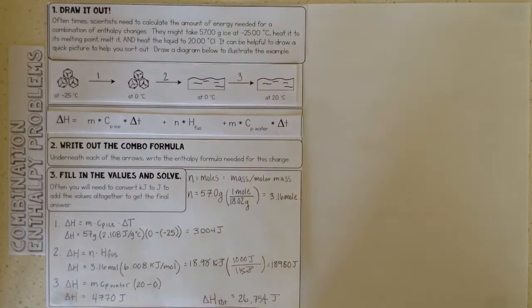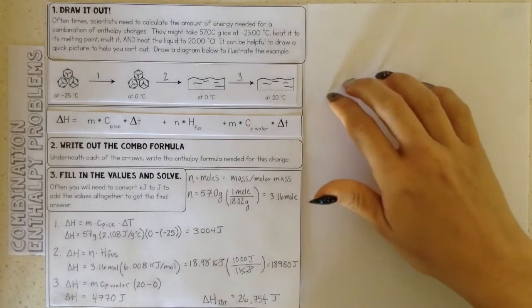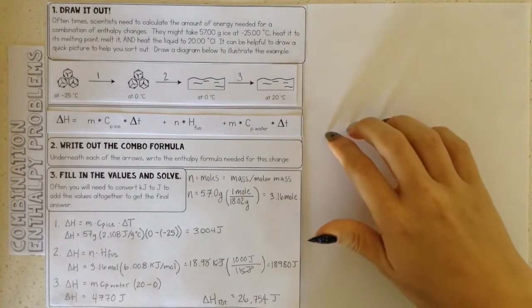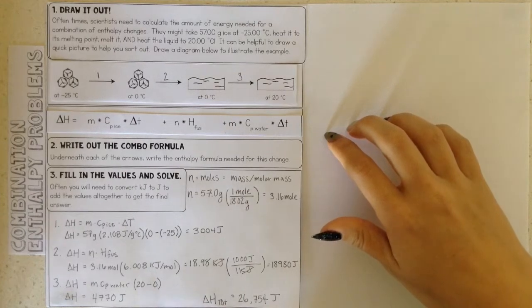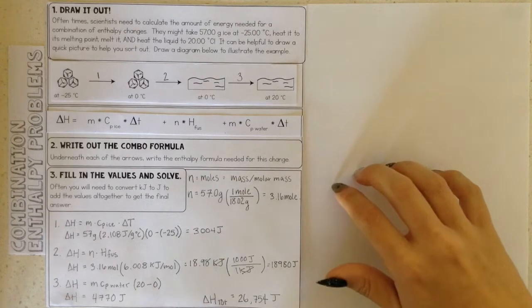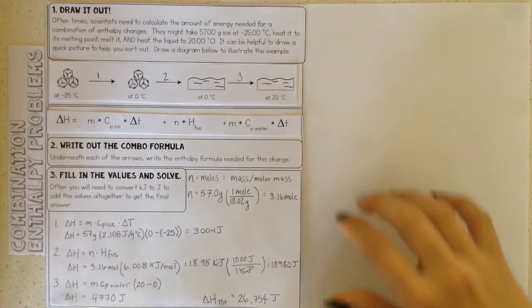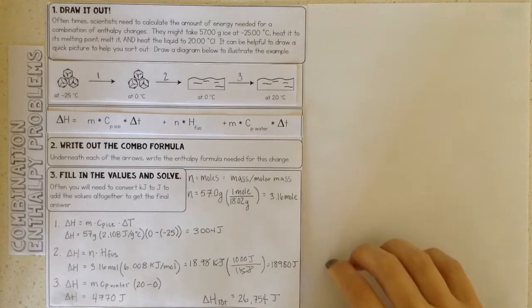Essentially, the steps to solving these types of problems: draw out what you're trying to do, then put the formulas for each step that you would need, convert to moles, don't forget that, watch your units, do it in steps so you can check your work.